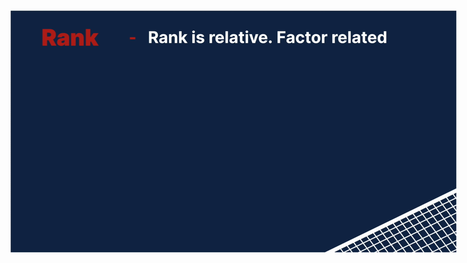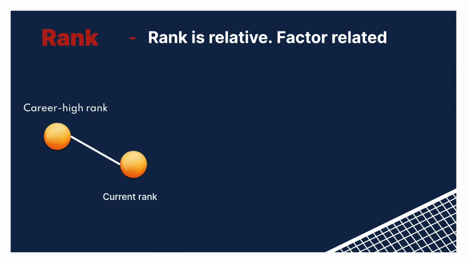Right. Now, with regards to our next section, it's on rank. Rank is relative, it's factor related. So think about how high a player was at their best, the career high rank. Today, you're going to look at the current rank of a player because that's showing you really the level of form that they've been in.